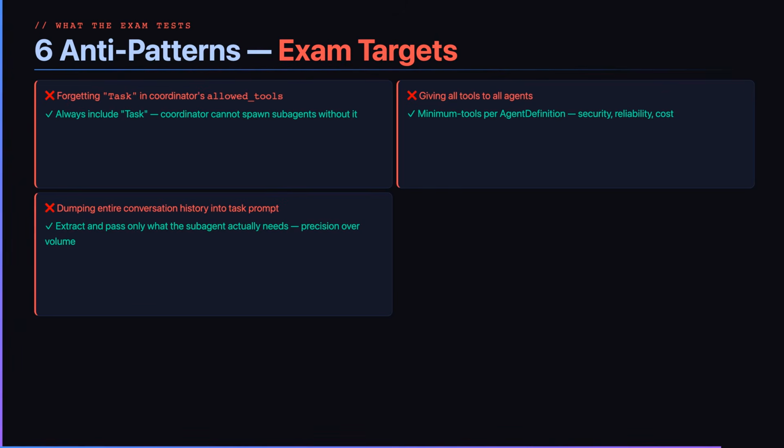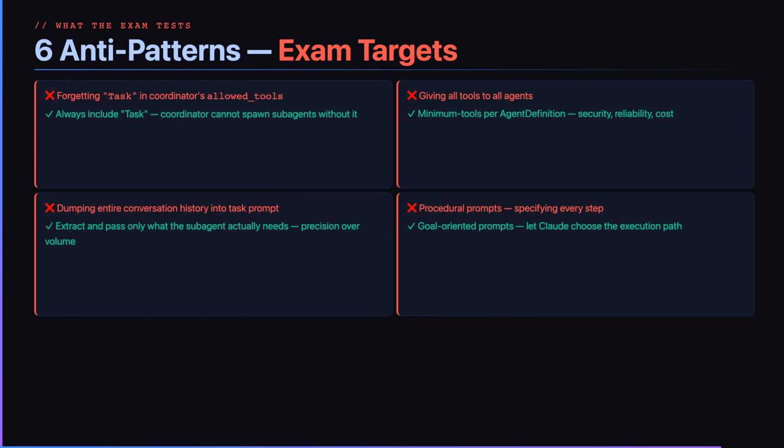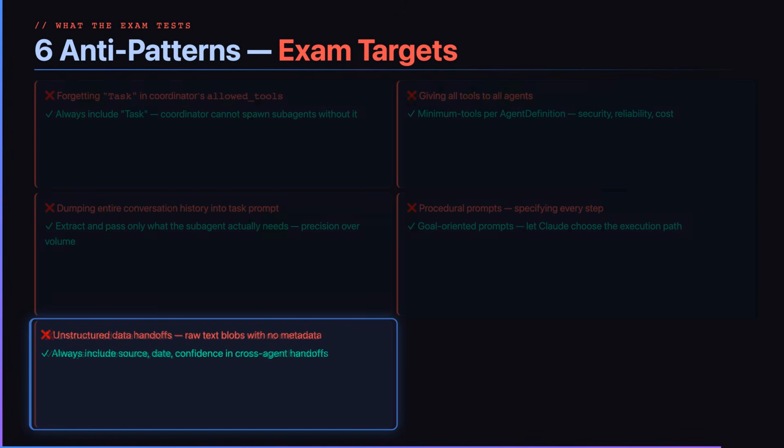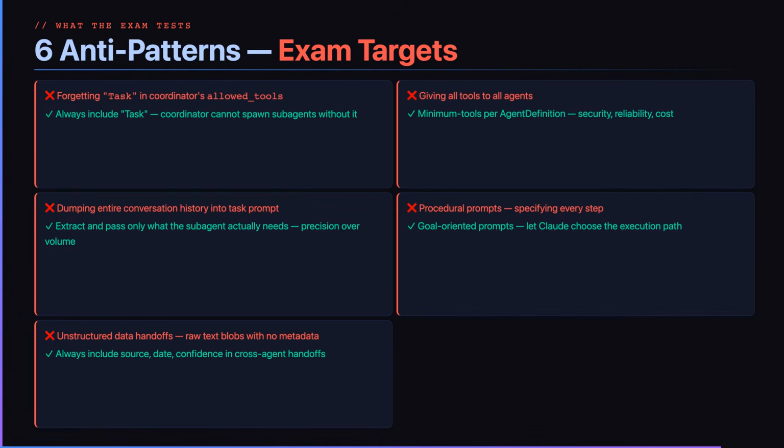Anti-pattern 3. Dumping the entire conversation history into the task prompt. Extract and pass only what the subagent actually needs. Precision over volume. Anti-pattern 4. Procedural prompts that specify every step. Write goal-oriented prompts instead. Let Claude choose the execution path. Anti-pattern 5. Unstructured data handoffs. Passing raw text blobs between agents with no metadata. Always include source, date, and confidence so downstream agents can reason about trust.